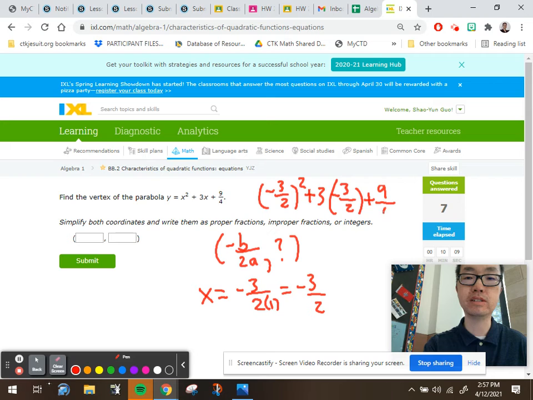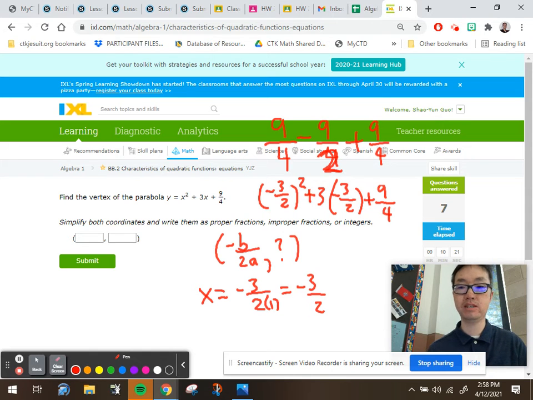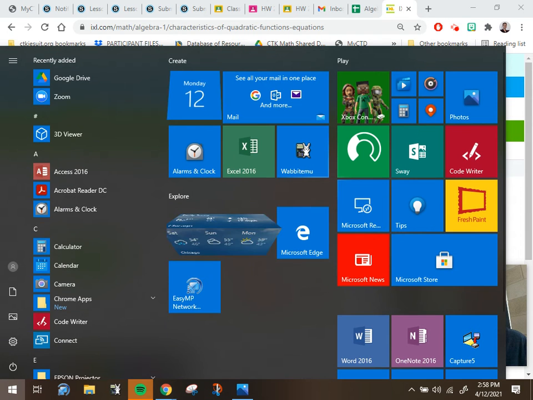I'm just going to do this with my fractions, but you can definitely use a calculator. Oh, look. Minus 9/4. Oh, this is minus 9/2. Excuse me. 9/4 minus 9/2 plus 9/4. That's actually going to be 0, I believe. So this is actually 0. So x is negative 3 over 2. We substitute it back in, and then we get y equals 0.